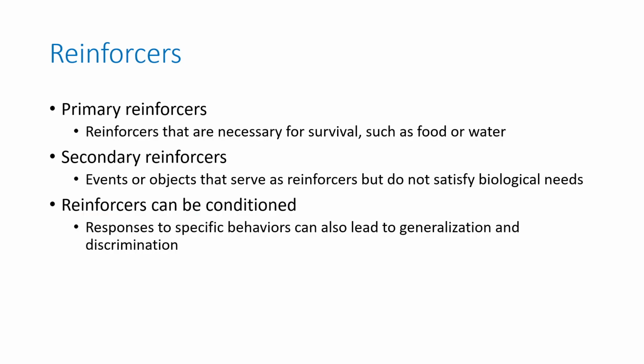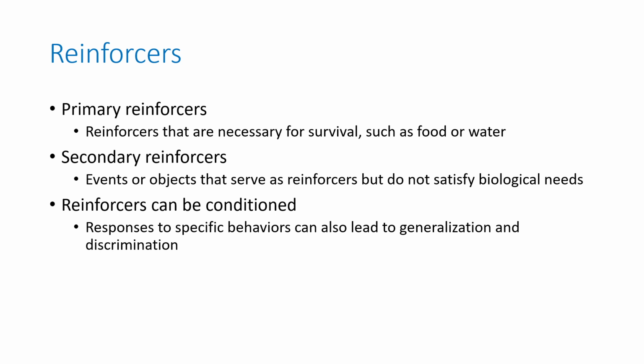So, what are these reinforcers? Well, there are different types. One is called a primary reinforcer. Primary reinforcers are those that are necessary for survival, such as food or water. So when the rat presses a bar and it receives some food, this is known as a primary reinforcer.